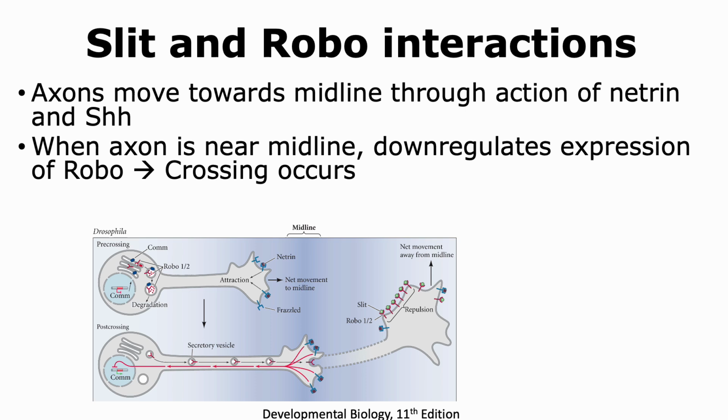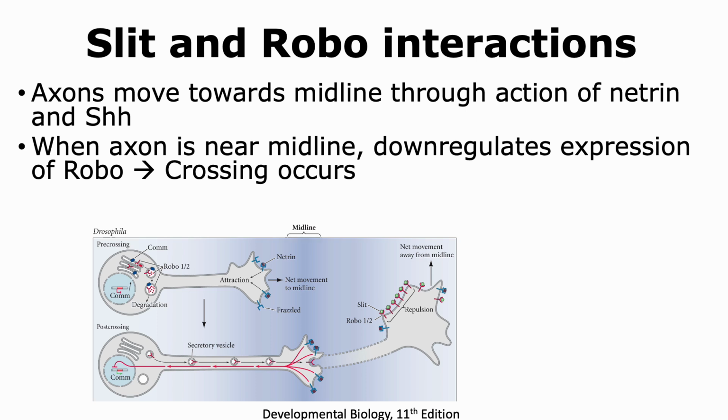Now, when the axon is near the midline, it downregulates the expression of robo. The reason it does that is because in that midline region, that is where we have the expression of slit. So the cells in that midline are expressing slit.